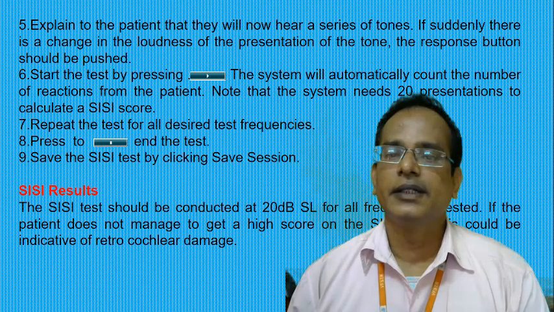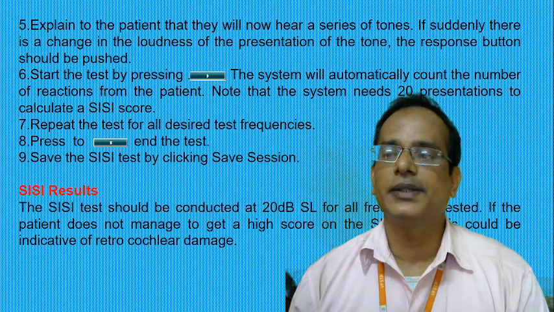Next, step 5, explain to the patient that they will hear a series of tones. If there is suddenly a change in the loudness of a presentation of the tone, the response button should be pushed. Step 6, start the test by pressing the icon given below. The system will automatically count the number of reactions from the patient. Note that the system needs 20 presentations to calculate a SISI score.